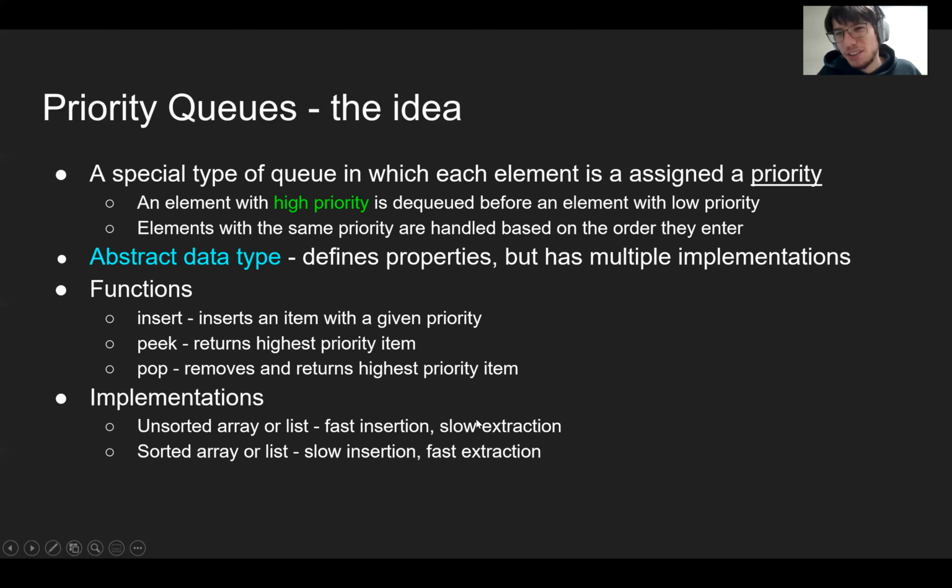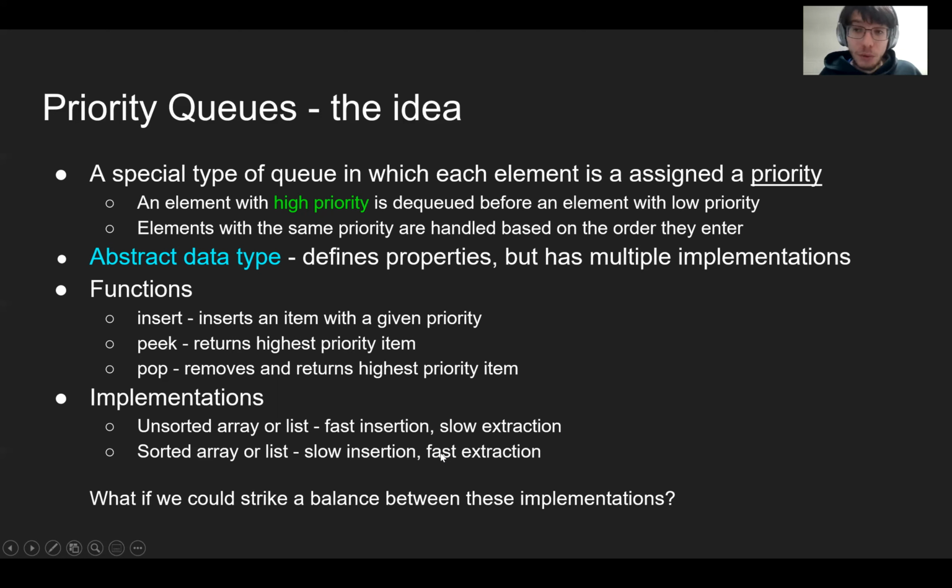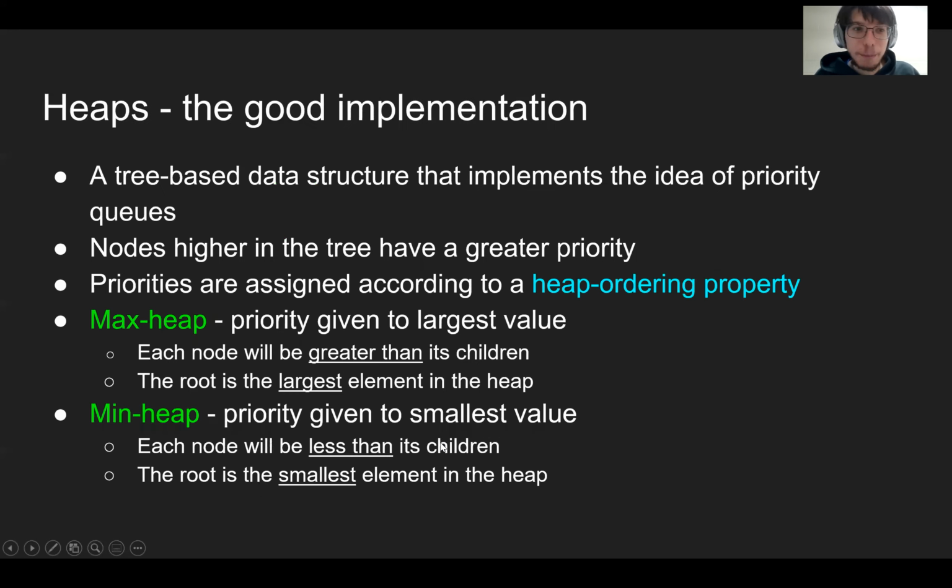But both of these are not really optimal, because you have slow extraction in one and slow insertion in the other. So maybe there's a better way of going about it. What if we can balance them? Rather than having O(n) for extraction for unsorted and O(n) for sorted array insertion, what if we can balance them and use a heap? So what are heaps? Heaps are a good implementation of priority queues.